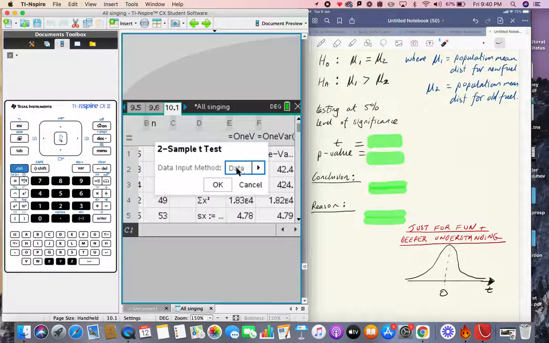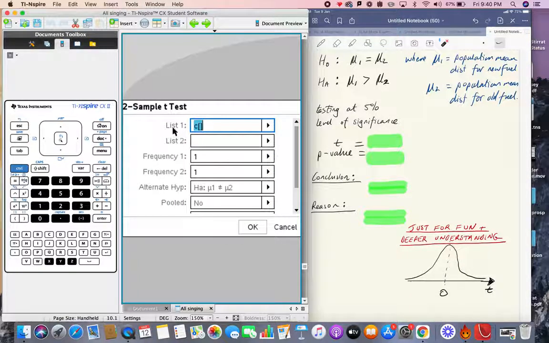So when we open it up, it's actually got data. So we've got the raw data here. We can also do a 2-sample T-test where we just have the statistics, as in the sample means and the number of items in each of these samples, okay? But we've got all the original data. Go. And now look, the list one here we are going to match with, can you see on the iPad?